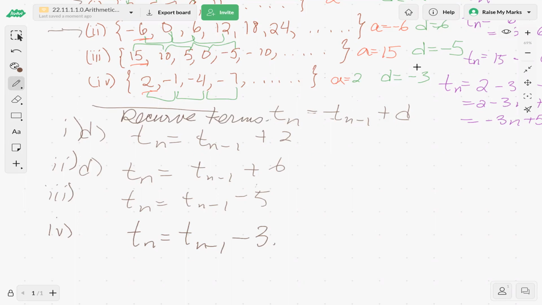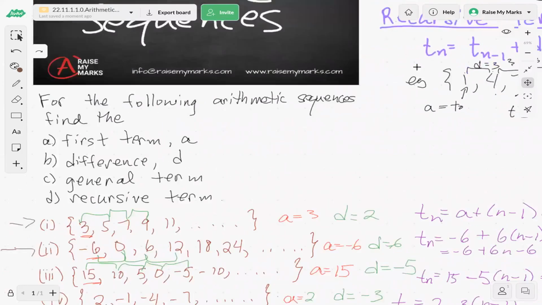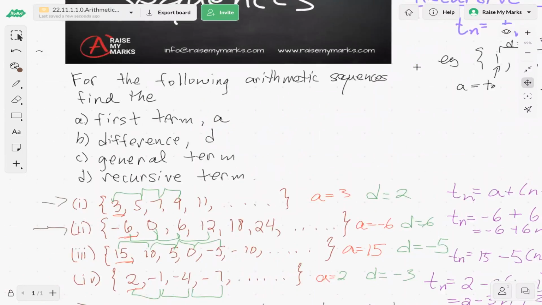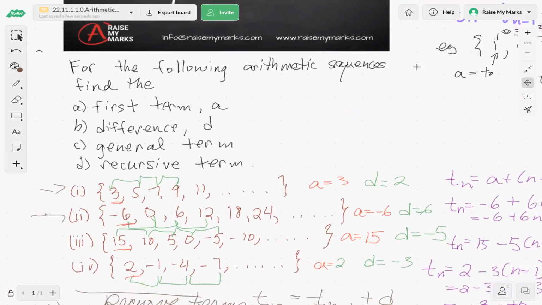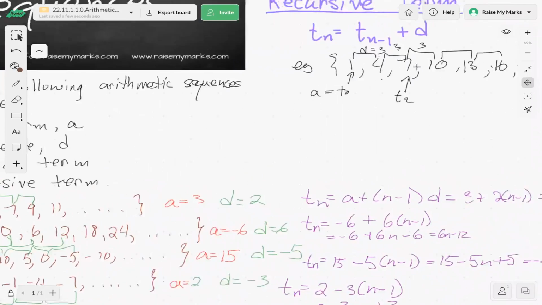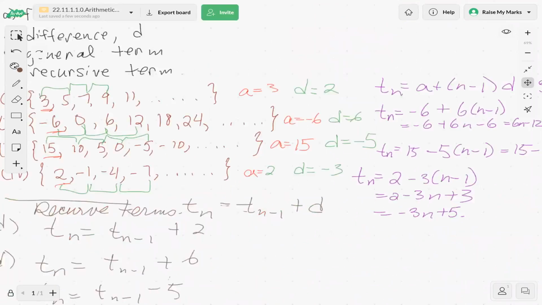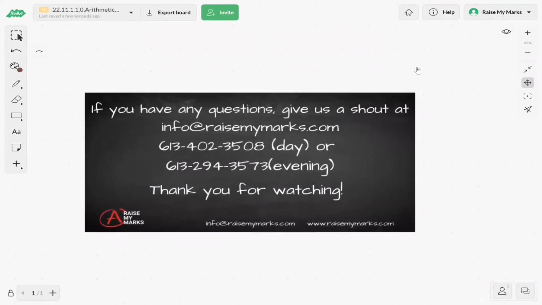Good. That brings us to the end of our session on arithmetic sequences. Just to review: for arithmetic sequences, we have our first term, denoted by A, and our difference, denoted by D, which is the increment that our sequence is either going up or down by. Our general term is given by Tn equals A plus (n minus 1) times D, and our recursive term is given by Tn equals Tn minus 1 plus D.